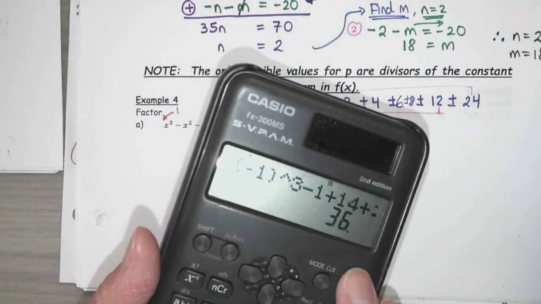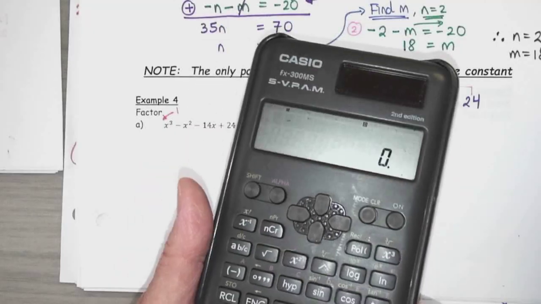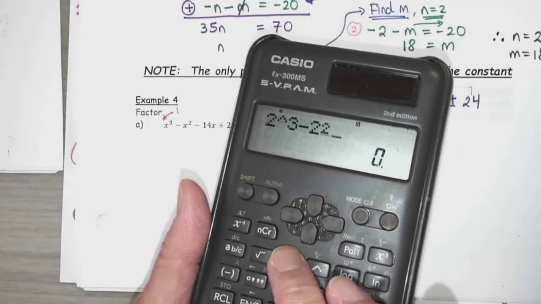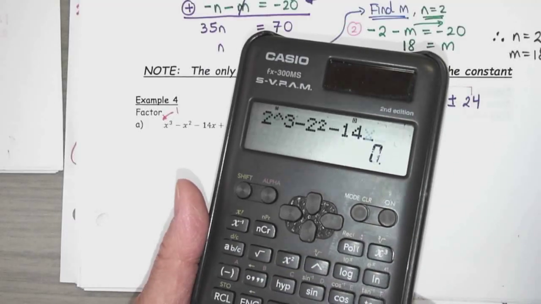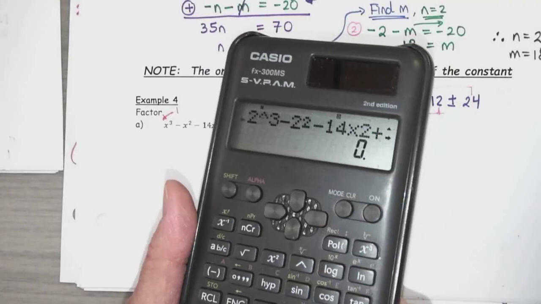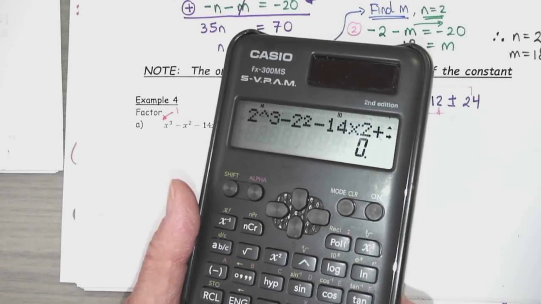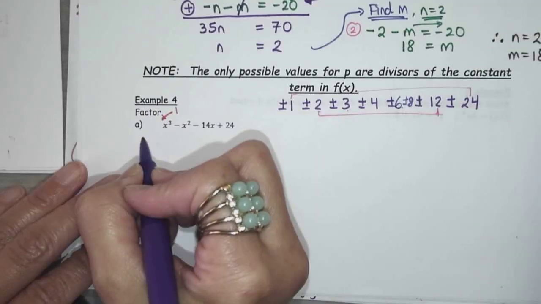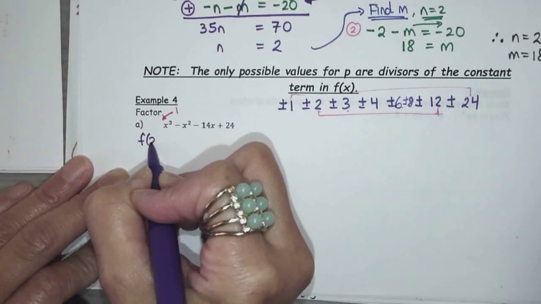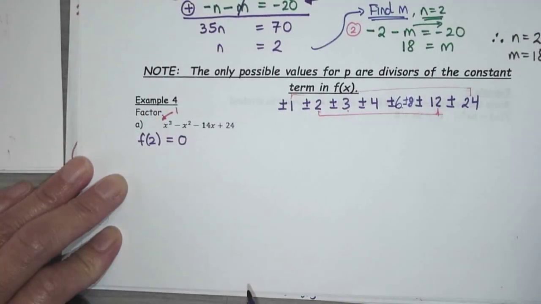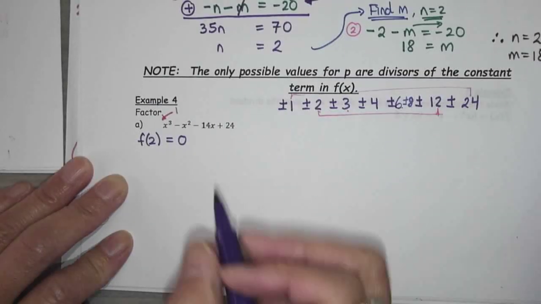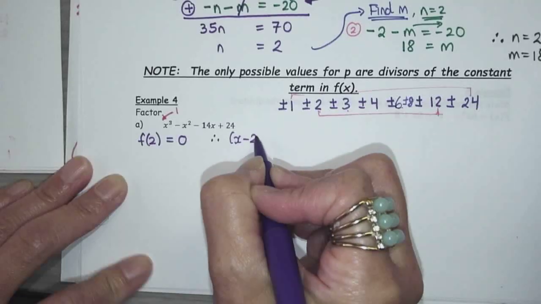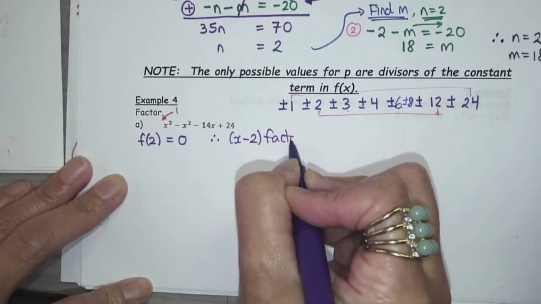So try f at 2. It'll be 2 to the 3 minus 2 squared minus 14 times 2 plus 24. 0. Right? I don't need you to show me each substitution. I want you to show me your conclusions. You can skip to this: f at 2 equals 0. Show me that you got the 0 from 2. Therefore, my conclusion is that x minus 2 is a factor.